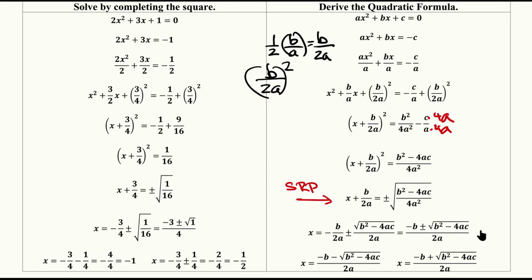So the difference is, before we usually just used it, now we're actually proving it and we know where it comes from. It's simply a result of solving a general quadratic by the method of completing the square. So of course we realize these are two separate solutions written in compact form. So one of the solutions will be when we consider the minus case, the other solution will be when we consider the plus case. And these are our two solutions.